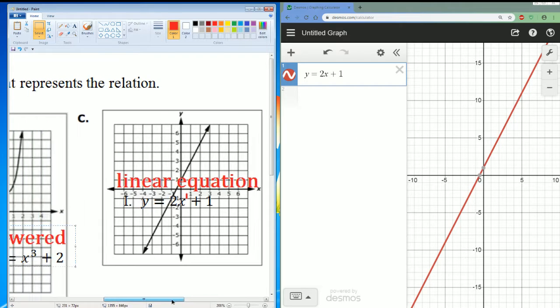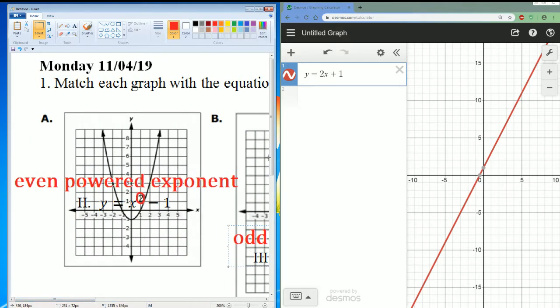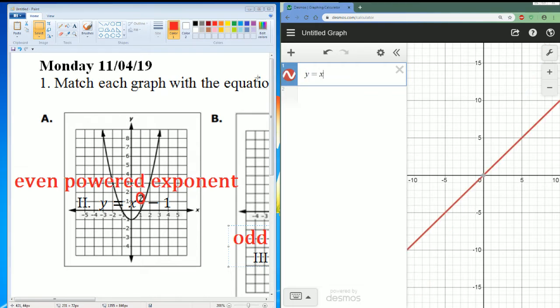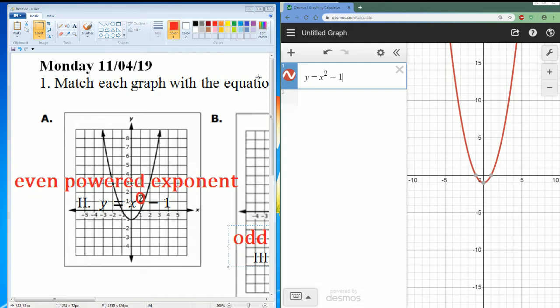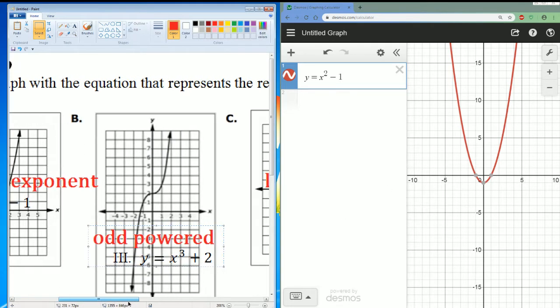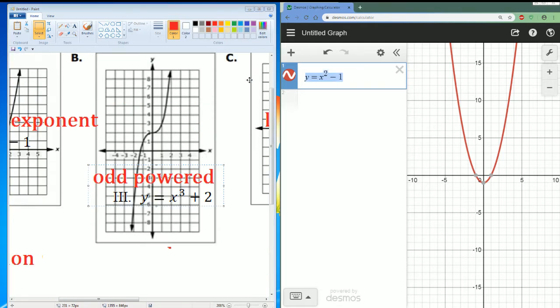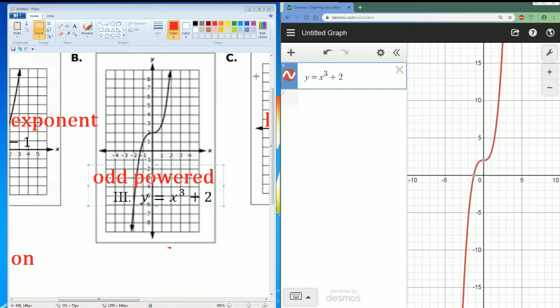Okay, the second one was y equals x squared minus 1. Exactly the same. And then we have y equals x cubed plus 2. Okay, matches identically. All right.